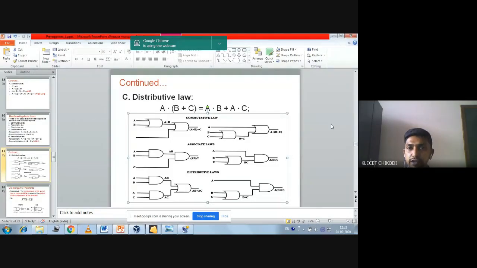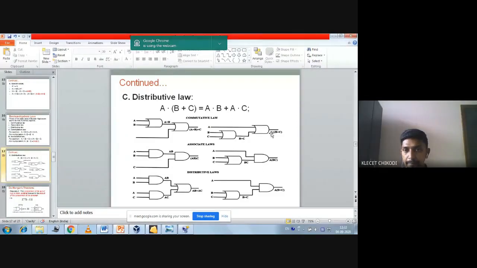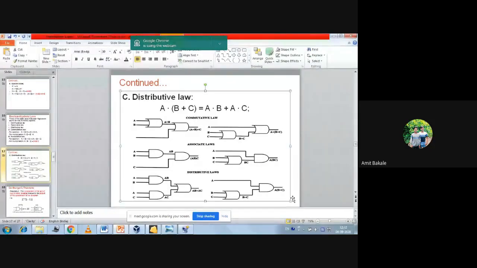Now, a very important point. Is the screen visible now? Is the presentation clearly visible to all, whatever slides I am showing now? Is it completely visible? Yes, sir. Fine.